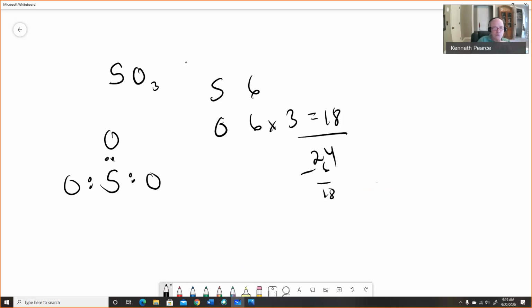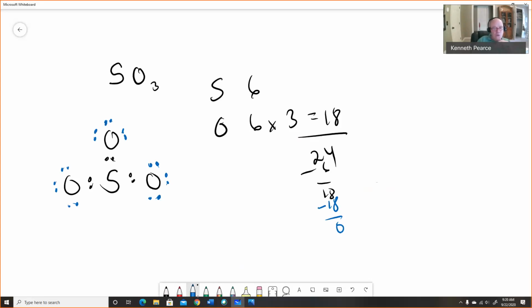That leaves me room for 6 more on each oxygen. So we'd go 6 more on each oxygen. There's 3 oxygens, so that's 18. And we'll go put my 6 electrons on each one. And so sure enough, we've used up all the electrons.